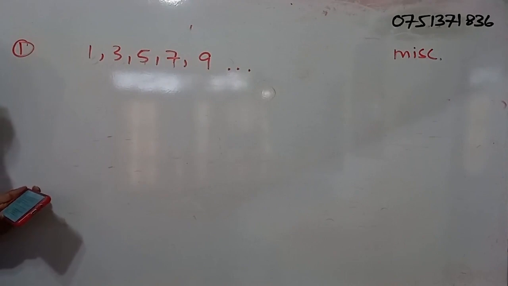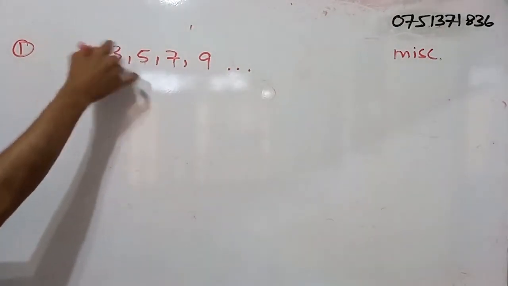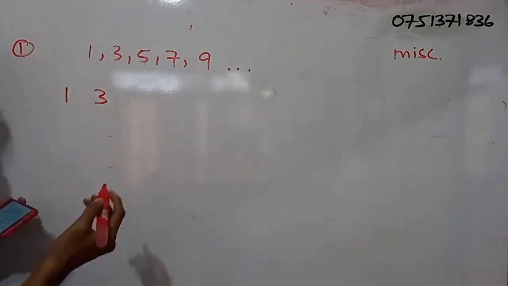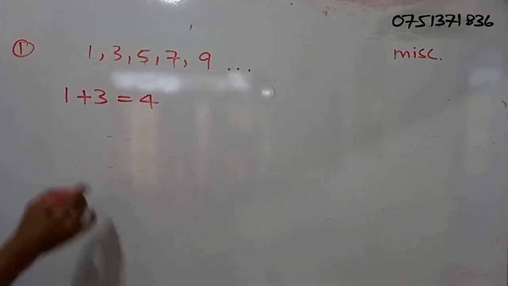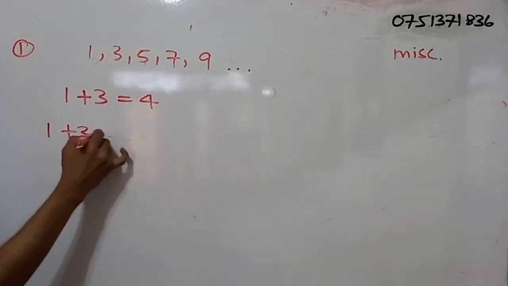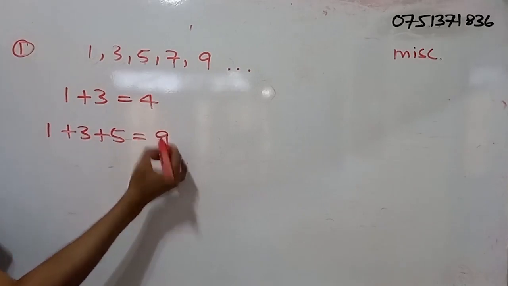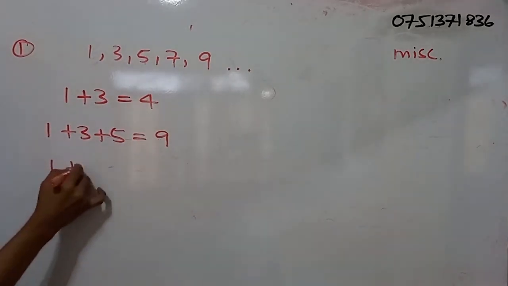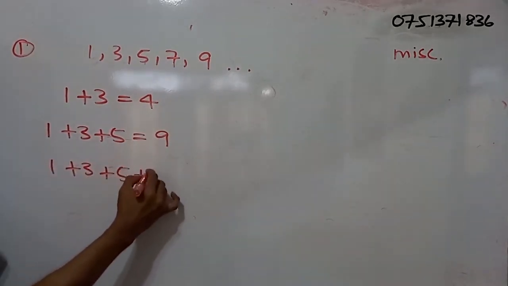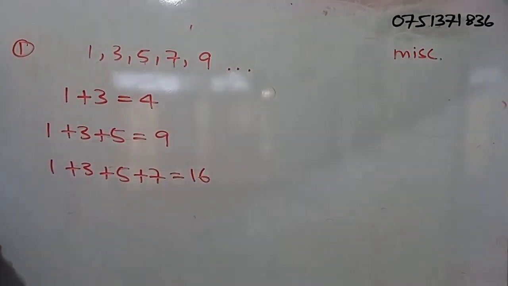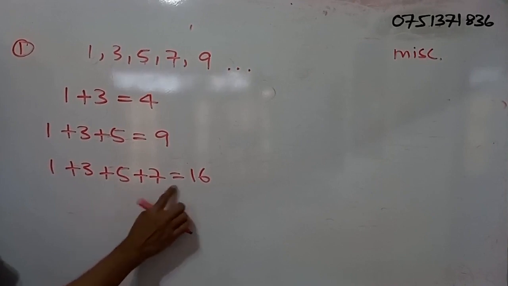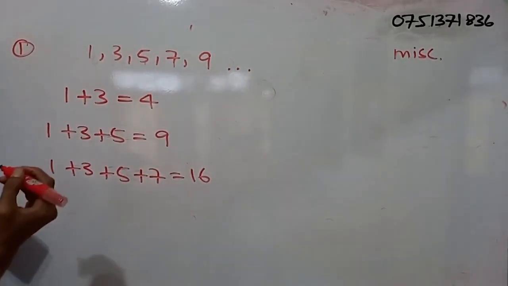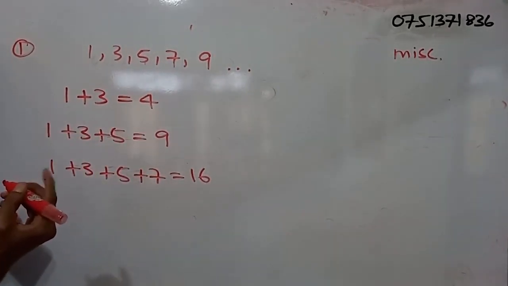Commencing from the first term, if the first 2 terms, what are the first 2 terms? 1 and 3. So we have to add them. 1 plus 3, we know that is 4. Then 1 plus 3 plus 5, we know that is 9. Then 1 plus 3 plus 5 plus 7, we know that is 16. 1 plus 3, that is 4. 4 plus 5, that is 9. 9 plus 7, that is 16. A special type of numbers is obtained.